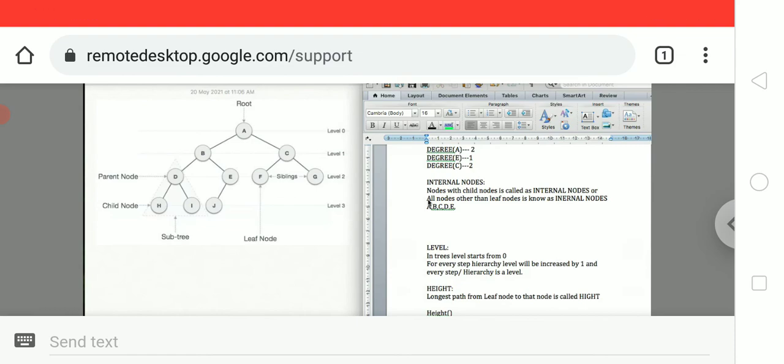Height of B, so B to D, D to H. Of course we can see B to E, E to J also, as per our wish we can see. So height of B is 3. Now depth.